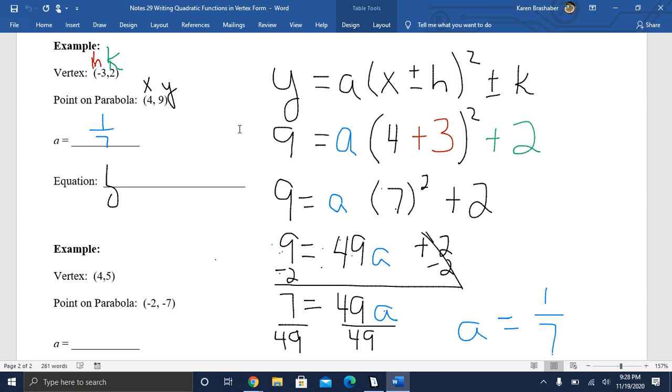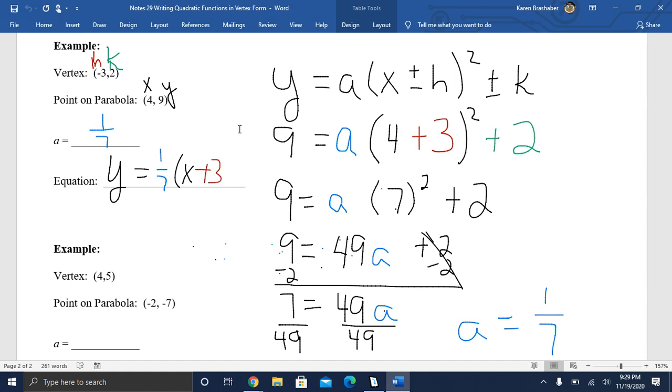Now, you did that because you have to type in the equation. So y equals 1/7, and then your parentheses, x, and then we had a plus 3 from our vertex.